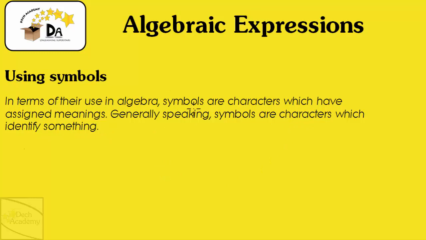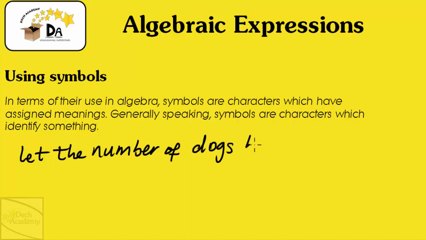in algebra, symbols are characters which have assigned meanings. You must have come across situations where you say let something be x. For instance, you can say let the number of dogs be x. X here is a symbol and its meaning is number of dogs. So x is being assigned the following meaning: the number of dogs. So anywhere you see x, we know we're saying the number of dogs. So if someone says x is 10, we're saying there are 10 dogs. The number of dogs is 10.